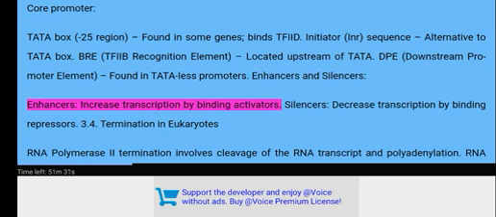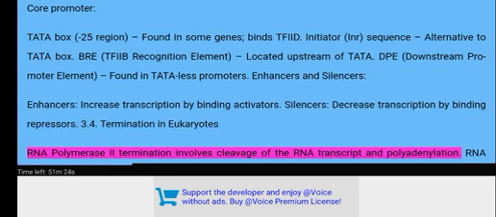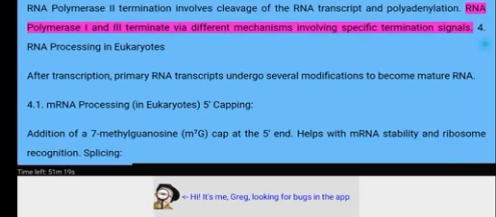Enhancers and silencers. Enhancers increase transcription by binding activators. Silencers decrease transcription by binding repressors. 3.4. Termination in eukaryotes. RNA polymerase II termination involves cleavage of the RNA transcript and polyadenylation. RNA polymerase I and III terminate via different mechanisms involving specific termination signals.